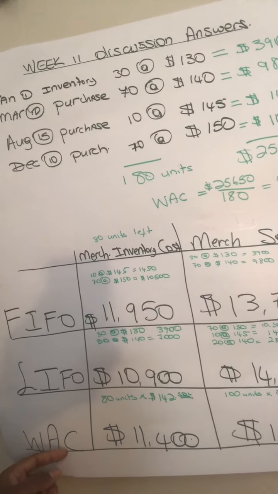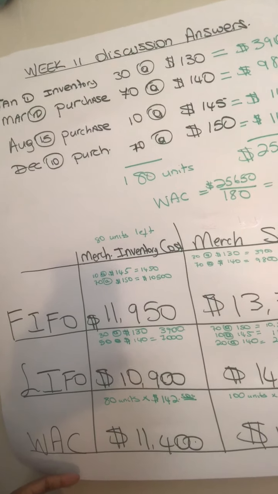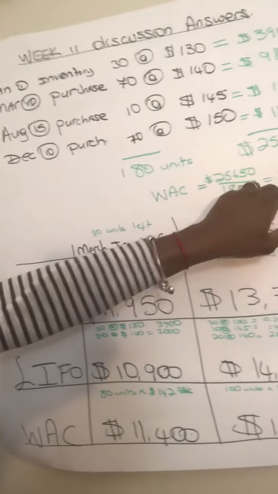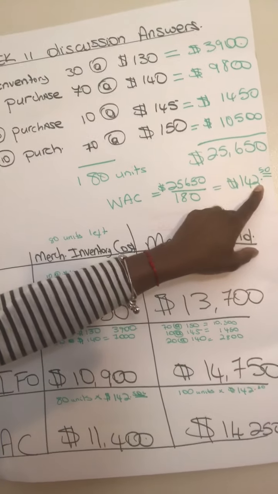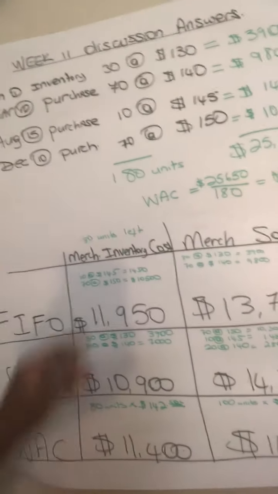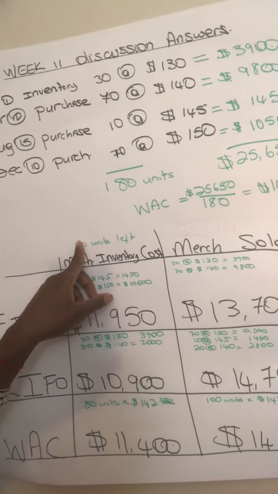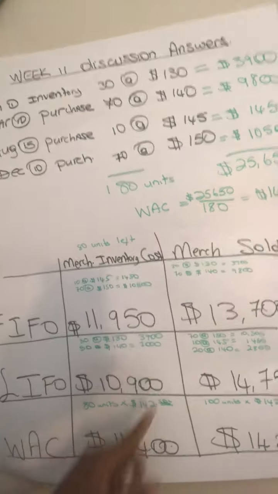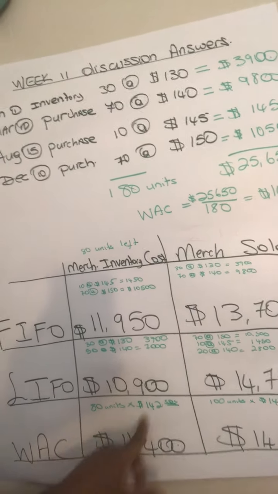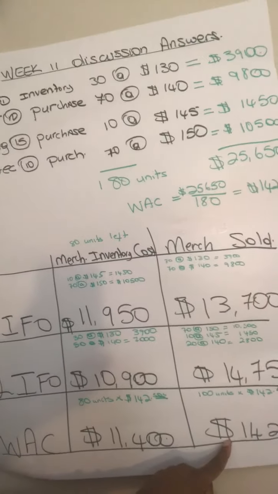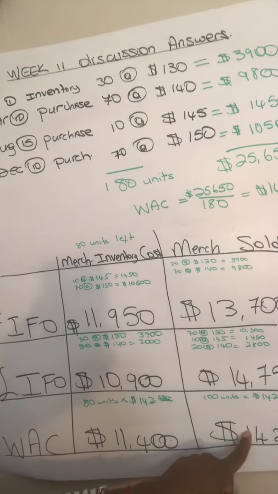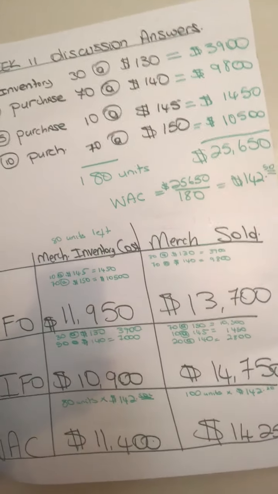And then for the weighted average cost, the WAC, we already have the blended cost, which is right here, that 142.50. How many units do we have left? 80. So 80 times the 142.50 gives you 11,400. And how much did we sell? 100 units times the 142.50 gives you 14,250.